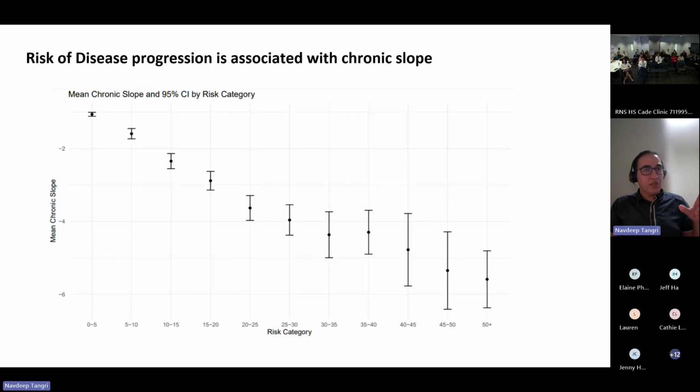When you look at risk and slope, it's abundantly clear, even with a 2-year slope. Patients who are low risk have not a very steep slope, about 1 mL per minute. Patients who are high risk have a very steep slope, about 5 mL per minute. It's natural. Risk is associated with slope. So knowing someone's risk can give you a window into what they're going to do in the next 2 years.